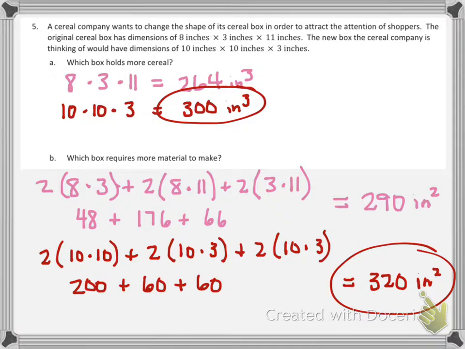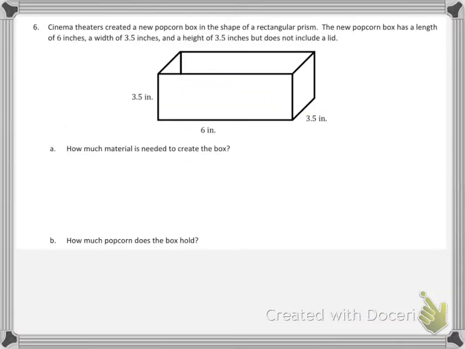All right, so we're keeping track of the difference between surface area and volume. Number 6, Cinema Theaters created a new popcorn box in the shape of a rectangular prism. The new popcorn box has a length of 6 inches, width of 3.5 inches, and a height of 3.5 inches, but does not include a lid, so we're not going to have a top. This time, no top.